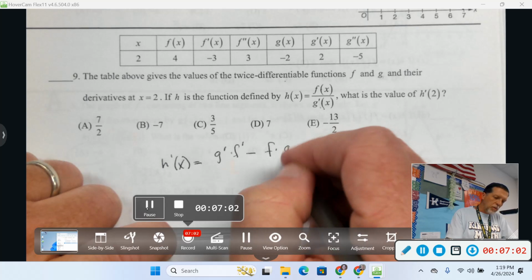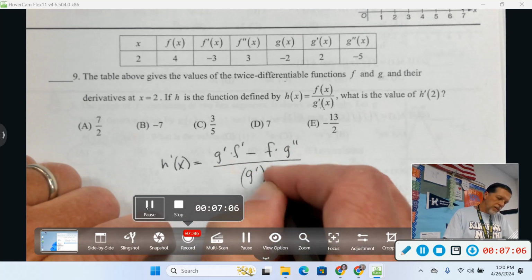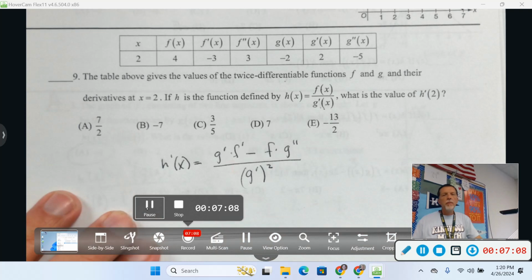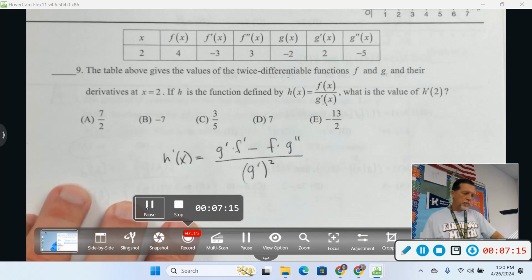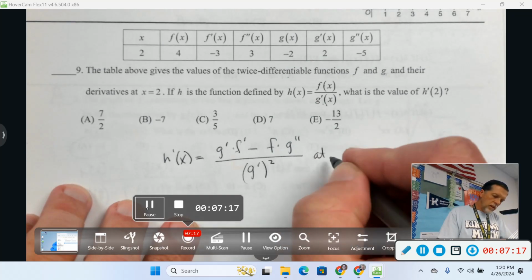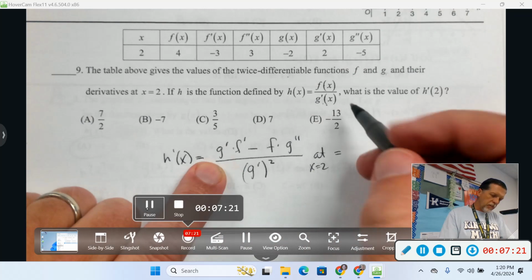Yeah, g double prime all over g prime squared. So quotient rule, but a little bit of a trick since the denominator was already a derivative. So at x equals 2, we're going to just find all these things from our table.